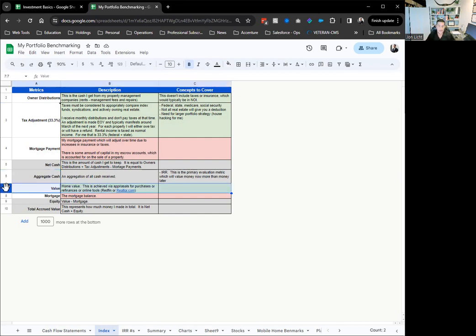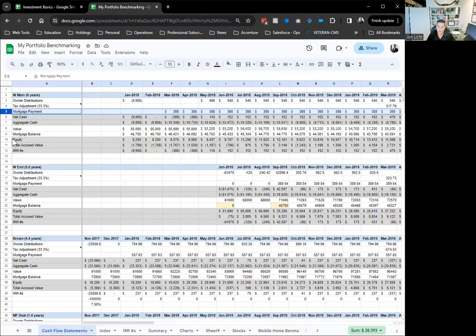Value is going to be either estimated or appraised value, right? Because for something like a house, a lot of the value in a house is going to be in the equity, right? Not in the cash that I get back. And then I'm going to have the mortgage balance, right? So that allows me to get to equity. So basically the main thing you're going to see here is, for each property, the equity over time and the aggregate cash. So those are the big things. And that is going to lead to total accrued value. Okay, so total accrued value is just the equity plus the cash.